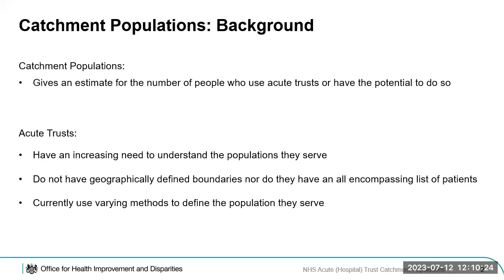But as we know, we get our ONS mid-year estimates from the census data. GPs have their GP practice lists. Acute trusts don't have a defined geographical boundary. And there are various definitions and methods used for defining that.